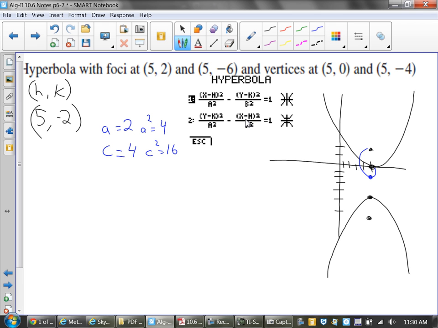Where do you get the a? a is the center to the vertex. b is the center to the co-vertex. c is center to focus. Oh, right. Okay. Now, with the hyperbola, what's that symbol? Minus. Subtraction. So therefore, when you set up your a squared and your b squared, what goes between them? Good. So we have 4 plus something is 16. b squared is not 20, it's 12.